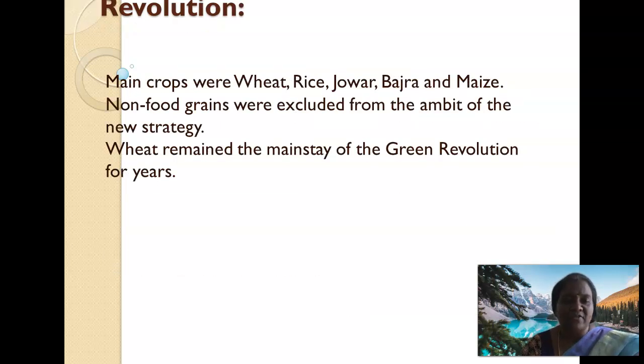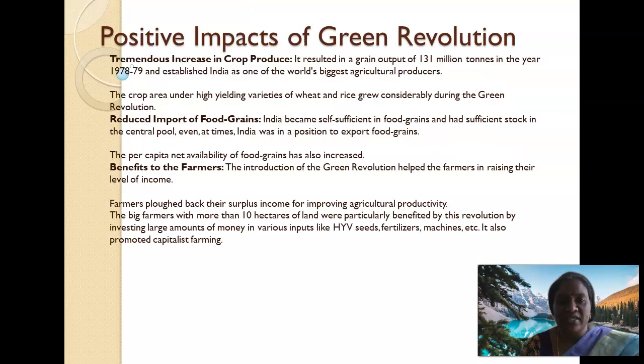The main crops of the Green Revolution were wheat, rice, jowar, bajra, and maize. Non-food grains were excluded from the ambit of the new strategy. Wheat remained the mainstay of the Green Revolution for years together. The positive impacts of the Green Revolution.